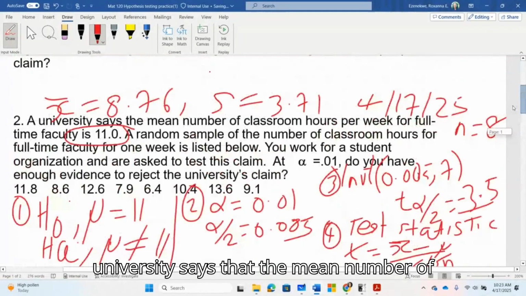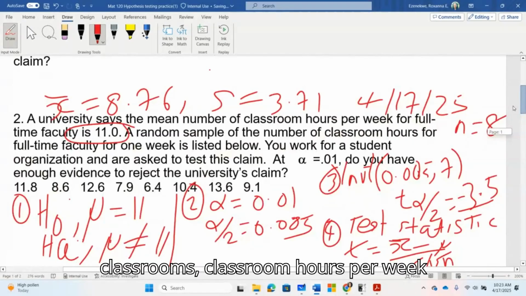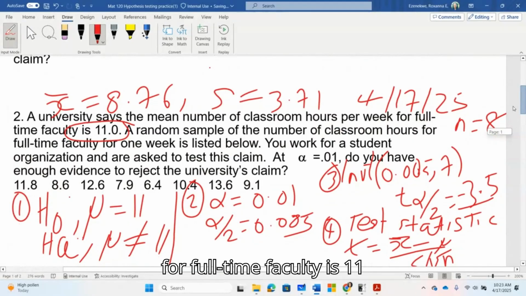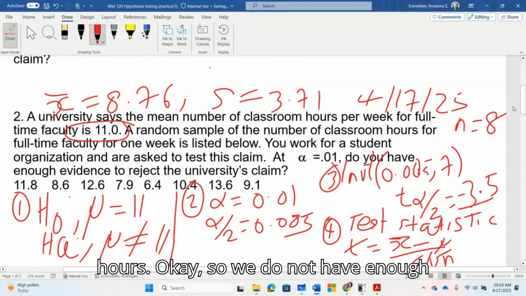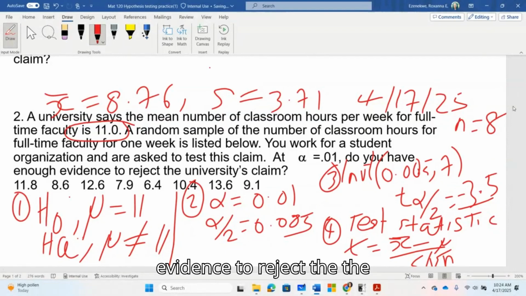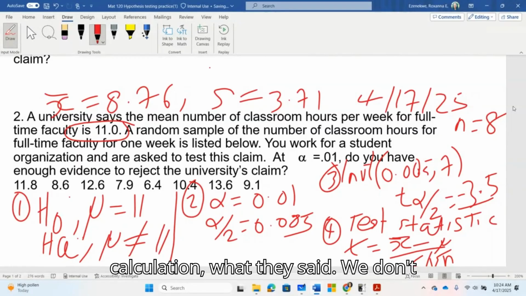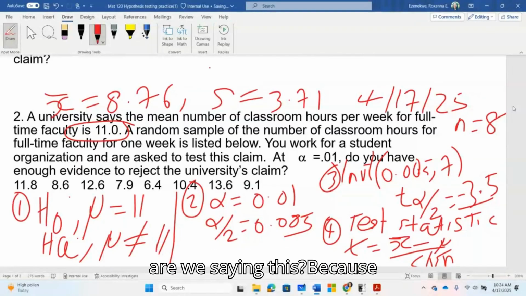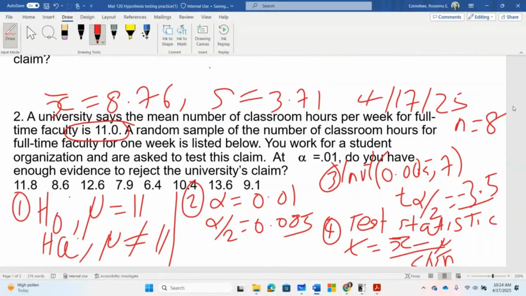See what the school said. A university says that the mean number of classroom hours per week for full-time faculty is 11 hours. So we do not have enough evidence to reject the university's claim. Our calculations agree with the university's calculation. Why are we saying this? Because according to our study, the p-value is greater than alpha, so we accept the null.